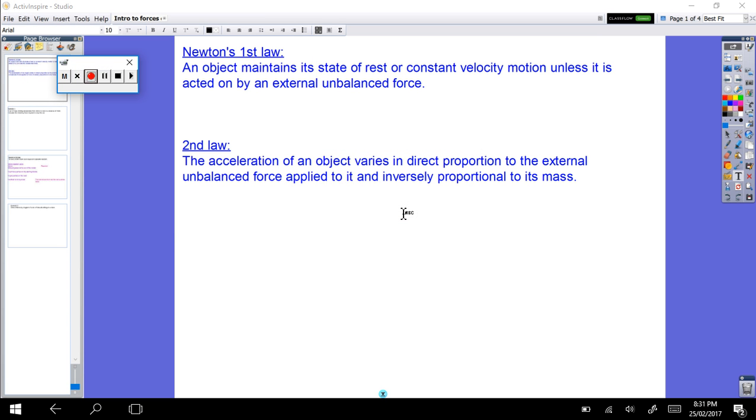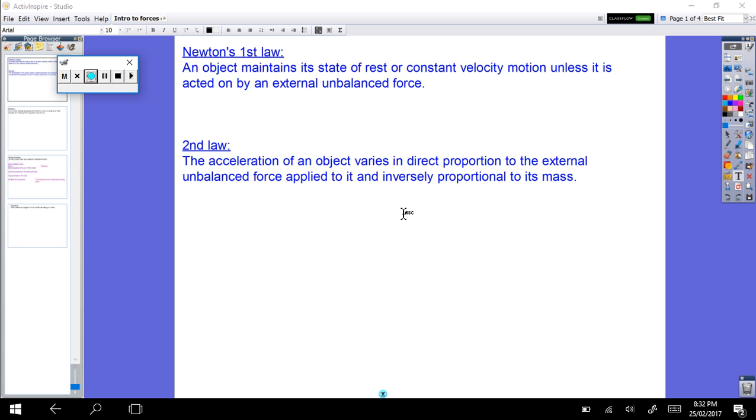Hi everyone, this is a video with the introduction to forces with a couple of worked examples, just to go over some of the things that you've already learned in the Mary STEM videos. First of all, let's recap what Newton's first law says. Newton's first law says that an object maintains its state of rest or constant velocity motion unless it is acted on by an external unbalanced force.